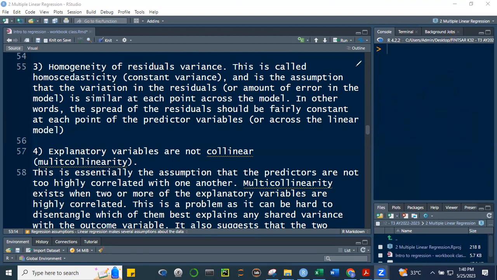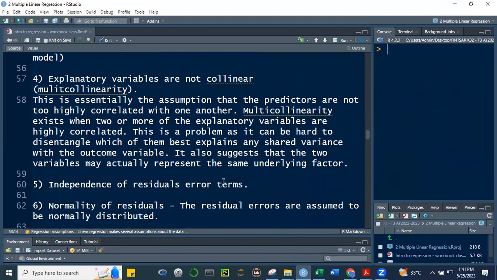Okay, then we have another assumption. Dito na natin ilagay, no? Ito muna: independence of residuals. Independence ng error terms. Dapat yung residuals natin, they should not be interdependent. They should not have any correlation.